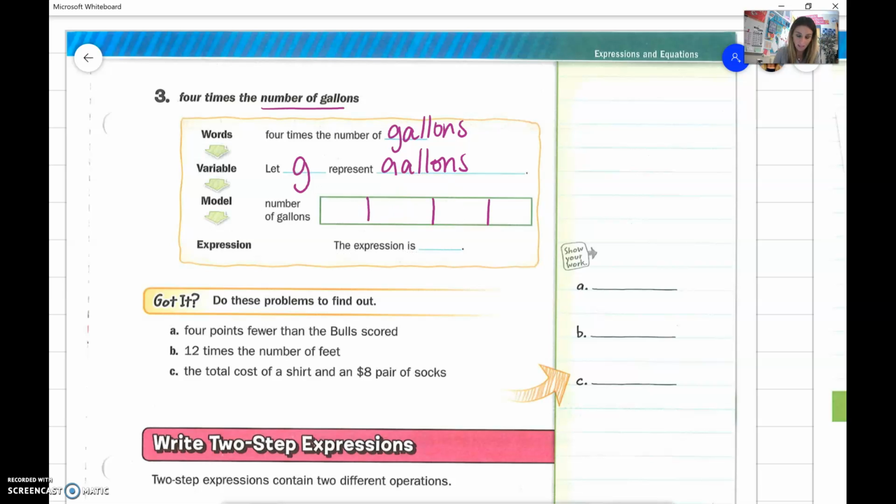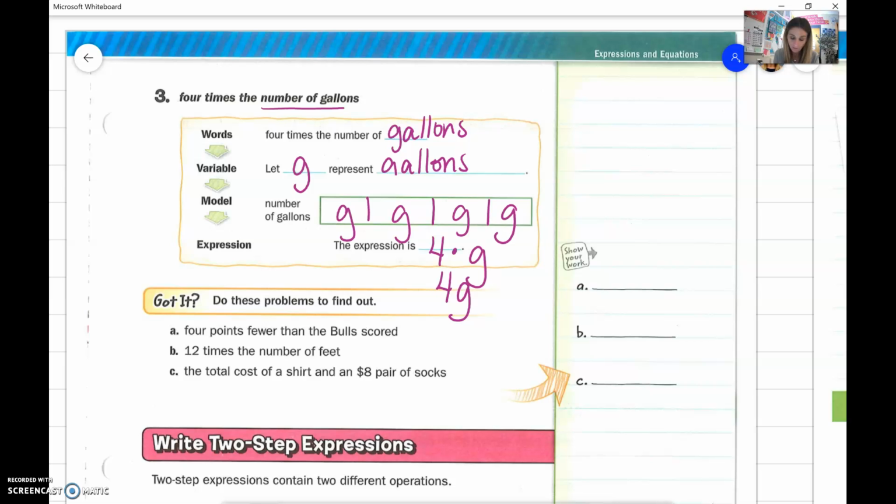I'm going to show it like this. My gallons, my gallons, my gallons, my gallons, 4 times the number of gallons. So we could do 4 times G, or remember the best way to show this is 4G. Okay. All right, let's take a look at A.